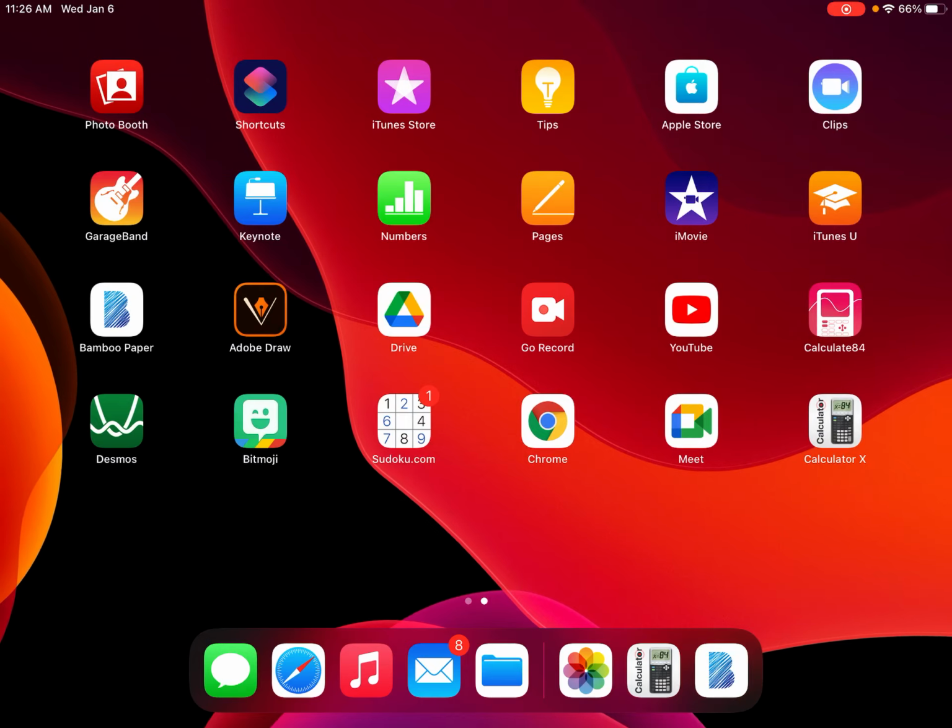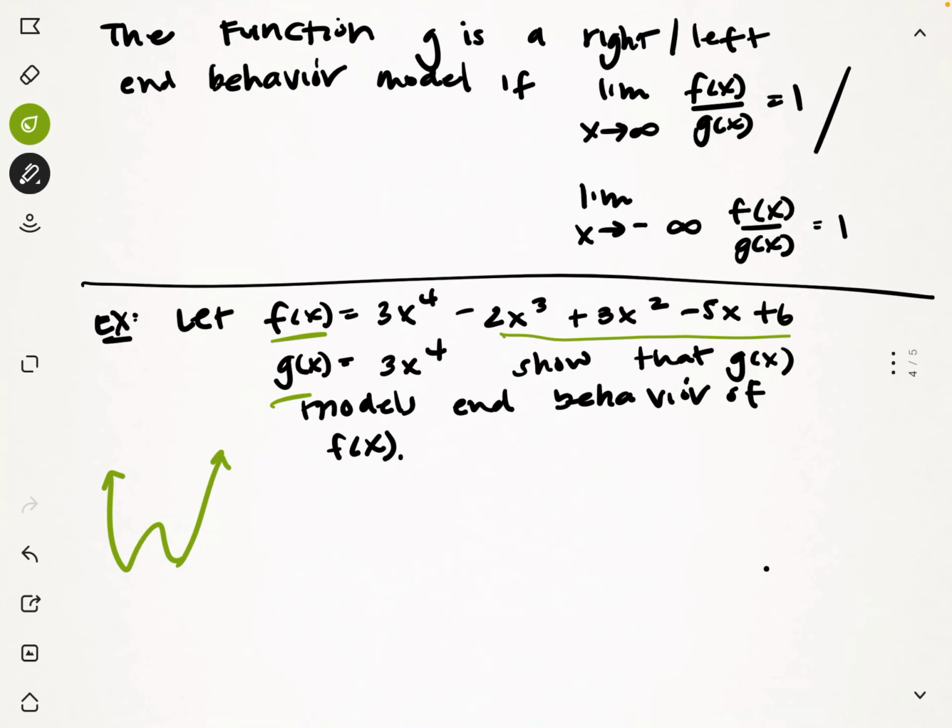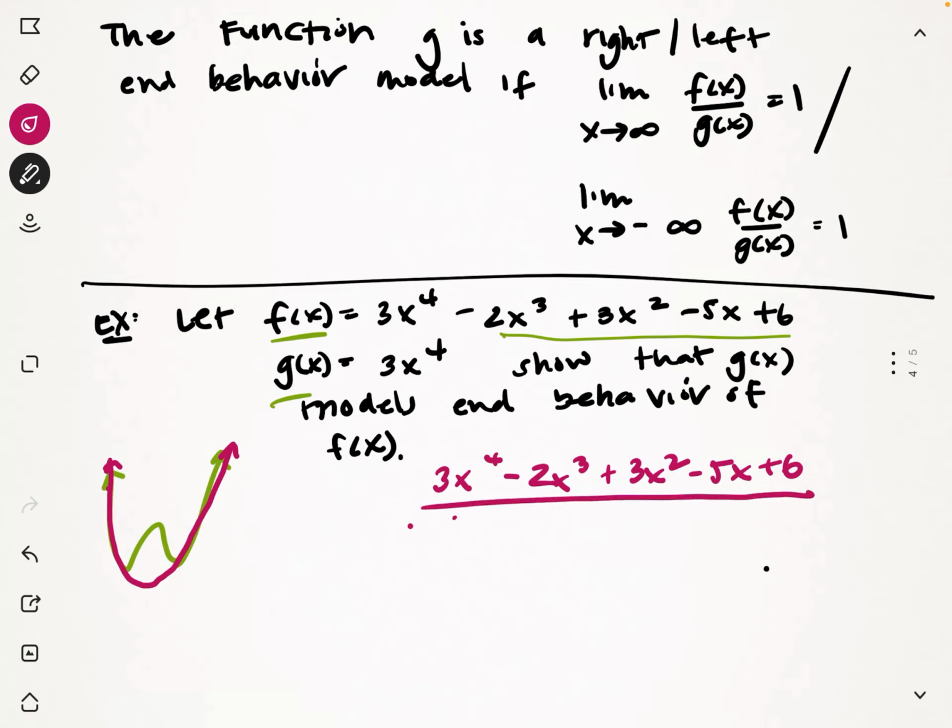All right, so let's go back here and apply that thinking. Even though the middles might be different, as we get ever closer towards infinity, out towards the left and right, these are going to match up. So in order to show that, we just have to show that f of x divided by g of x is equal to 1. So 3x to the fourth minus 2x cubed plus 3x squared minus 5x plus 6, over 3x to the fourth.